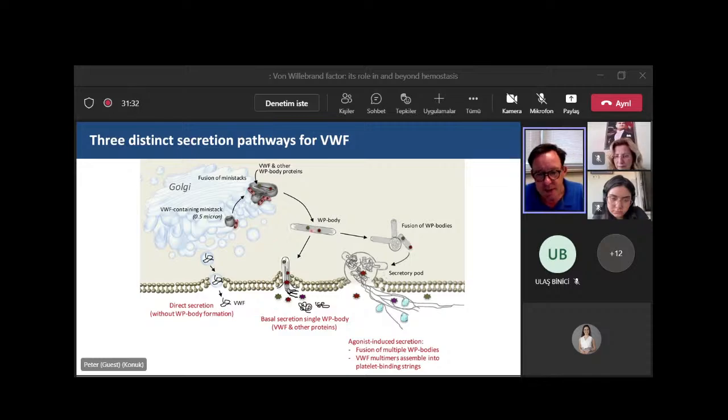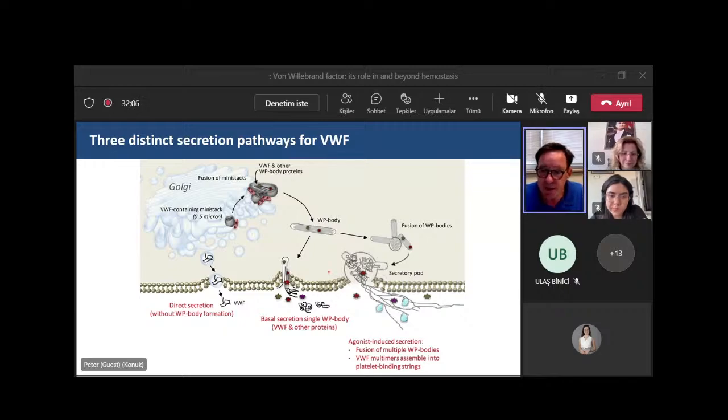We also have the occasion where a single Weibel-Palade body fuses with the plasma membrane of the cell, and then the content is released. That also secretes multimers of intermediate size, intermediate molecular weight. When this happens, there is also secretion of other molecules that are stored in the Weibel-Palade bodies.